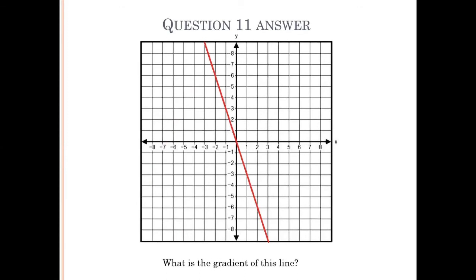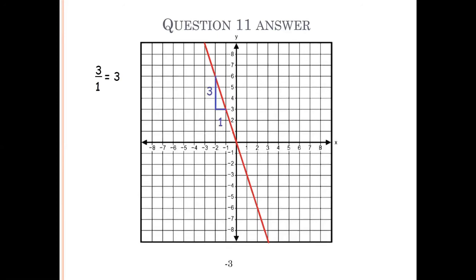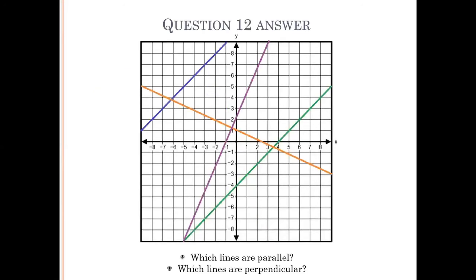This one, you notice, goes in a different direction. So it's going to be a negative gradient. For every 3 down, it goes 1 across. So the gradient is minus 3. And which lines are parallel and which are perpendicular? Well, parallel lines means that they never ever meet. So that's the blue and green lines. And perpendicular means they are at 90 degrees to each other. So that's the purple and orange lines.